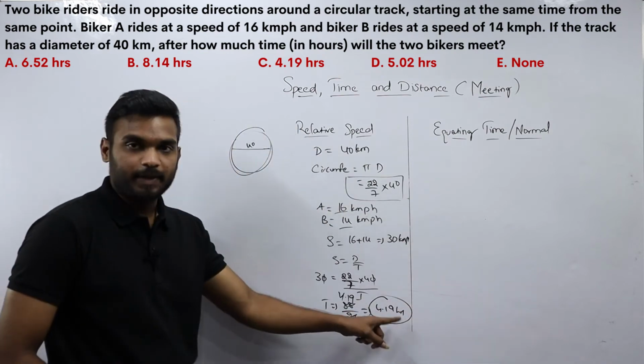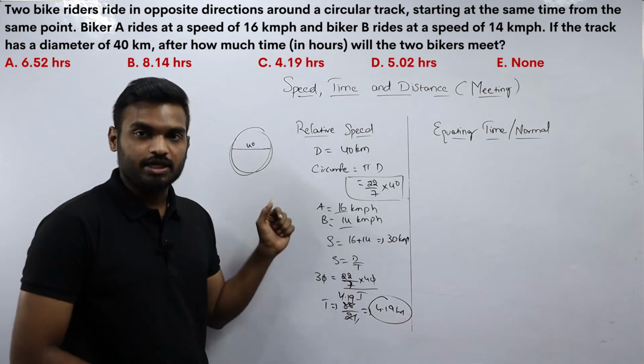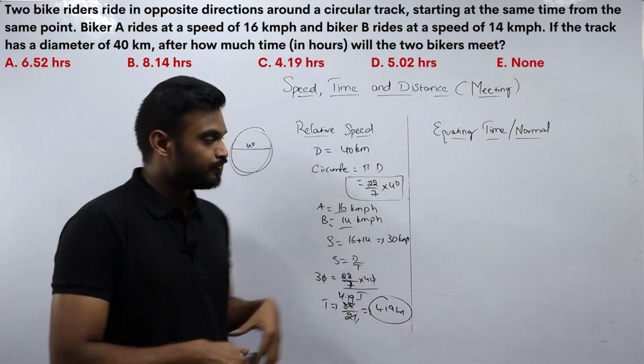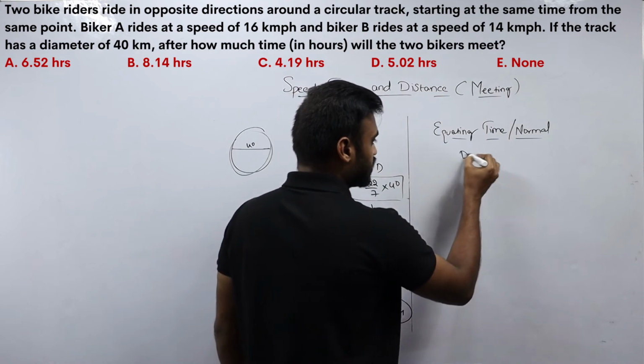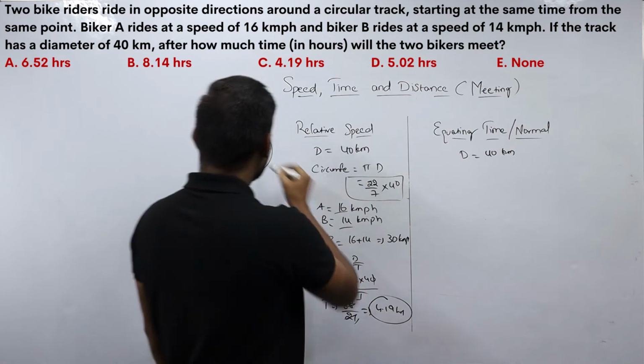Okay, so this is the total time taken by A and B to meet each other around a circular track. Now let's see how to solve the same problem using this equivalent time or normal method. See here, they have given the diameter of the total circular track is 40 kilometers.